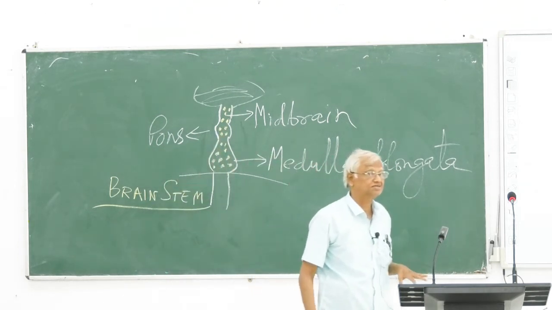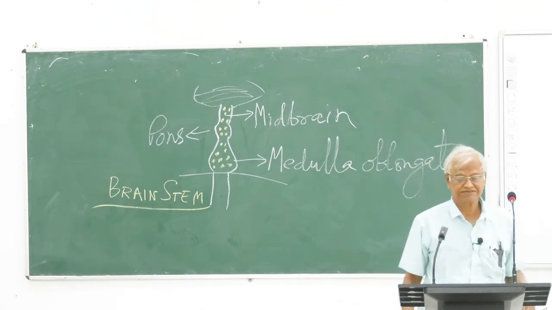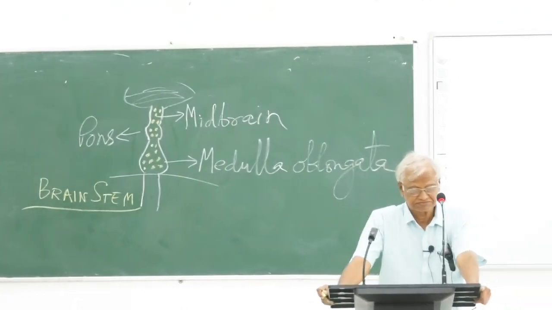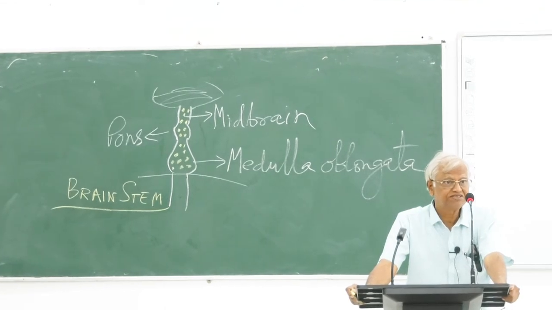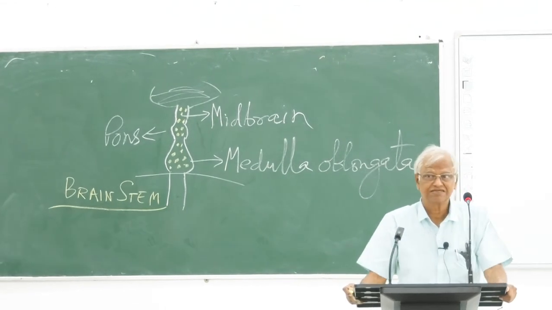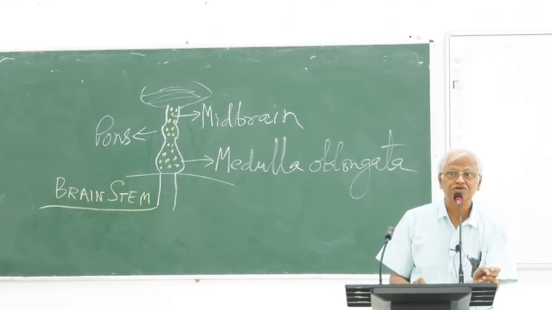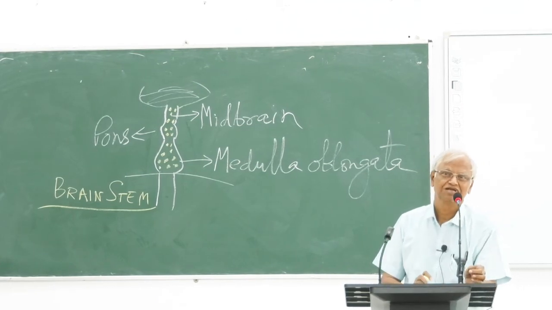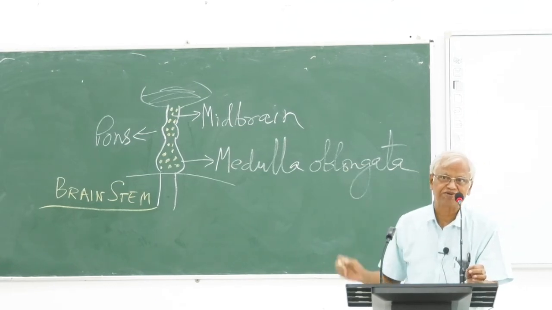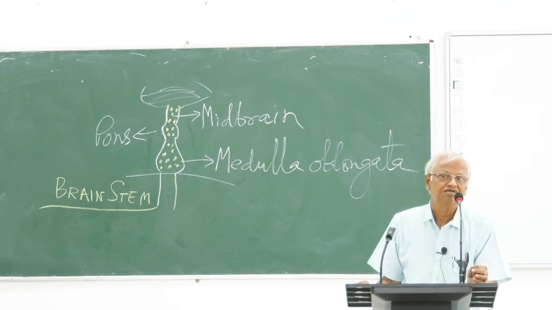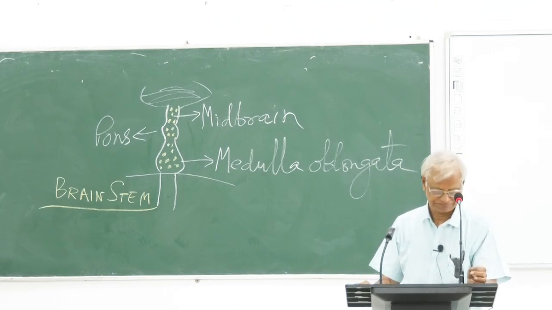More than 100 nuclei are there. And these nuclei together are called the reticular formation. All these nuclei present in the brain stem form the reticular formation.